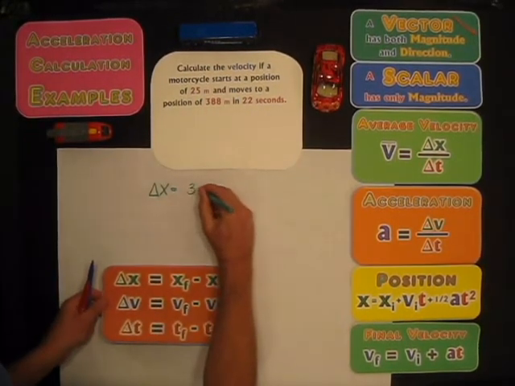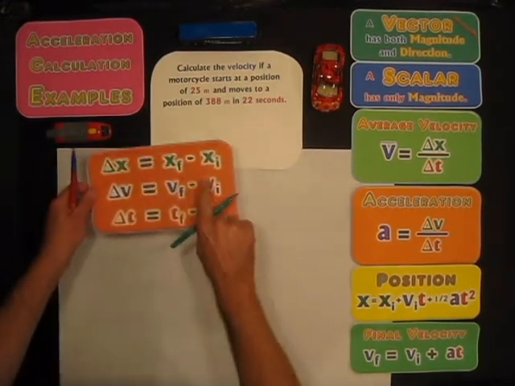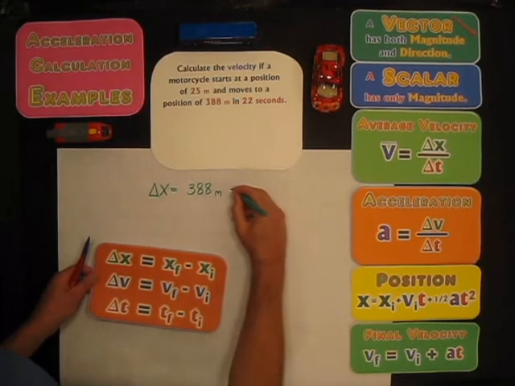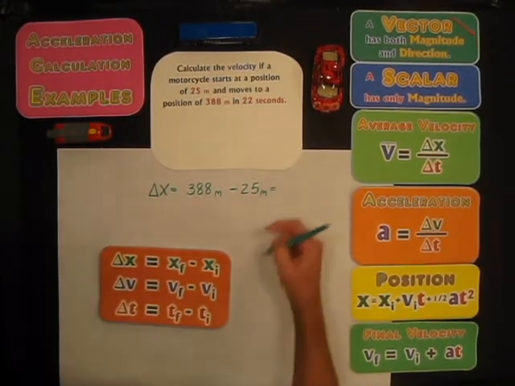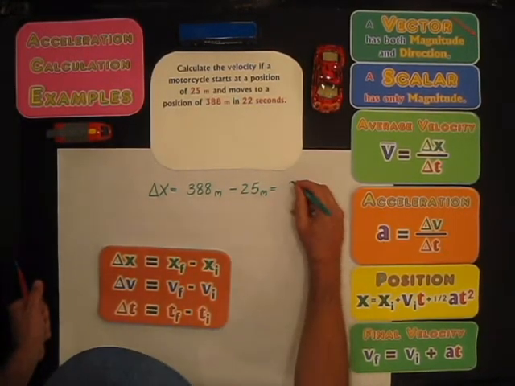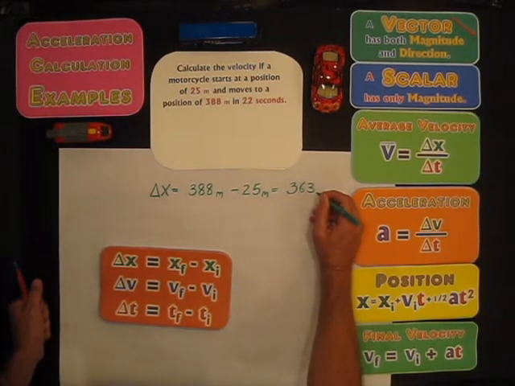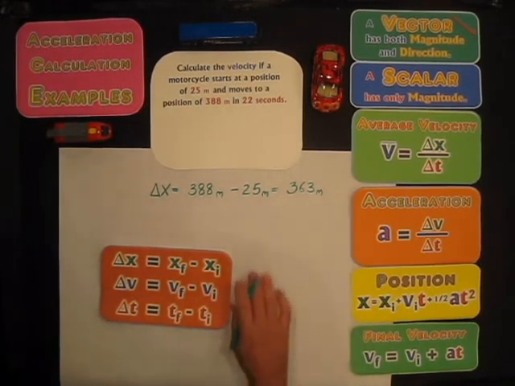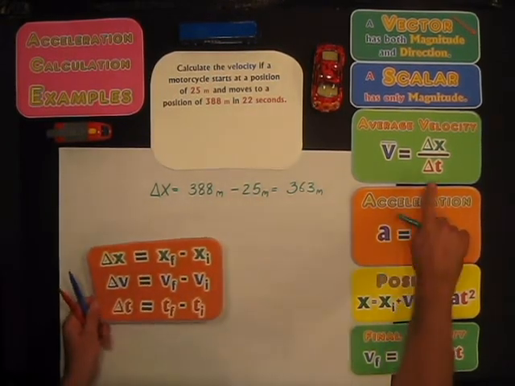Okay, so let's get my delta x equals xf. Which one of these comes later? Oh, 388 meters minus x initial. Oh, we started at 25 meters. And then, of course, if we subtract these, we get 363 meters. Okay? So that is my delta x. So now we have delta x. What about my delta t?